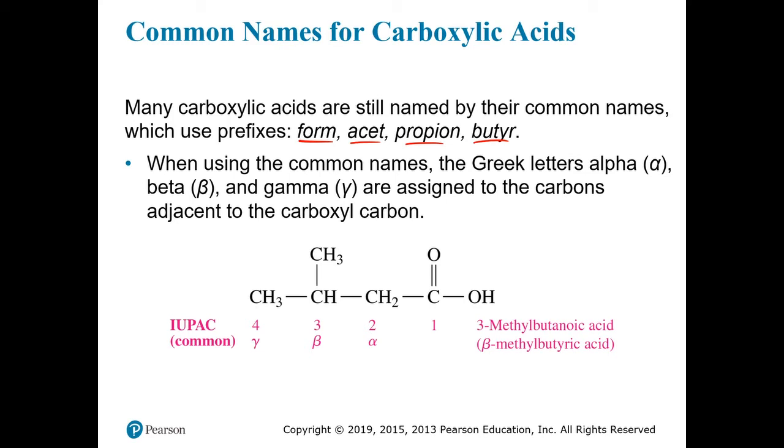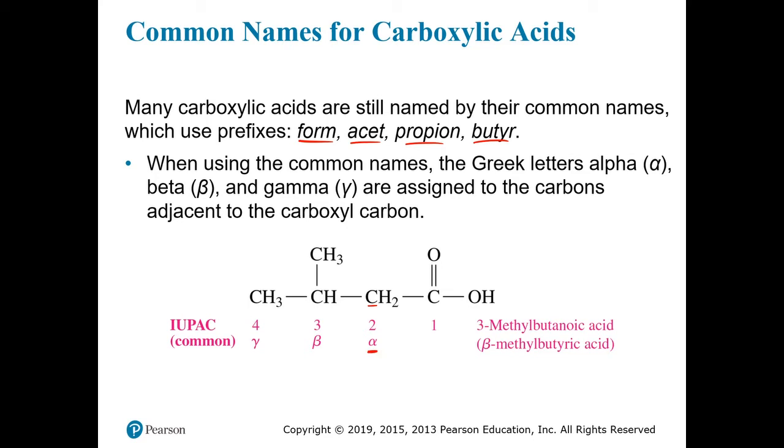The other thing that is sometimes useful to know is that with common names, there's typically an alternate system for numbering or labeling the chain of carbons. So in the normal system, we would just start with the carboxylic acid carbon as number 1, and then we would just number from there. But there's another system where we ignore the carboxylic acid carbon, and we just count the first carbon attached to it as the alpha carbon.